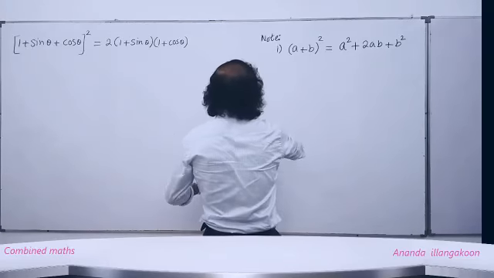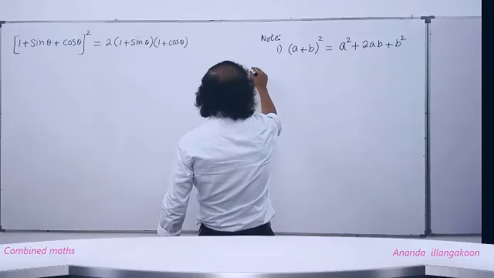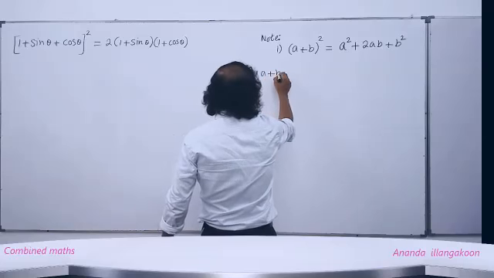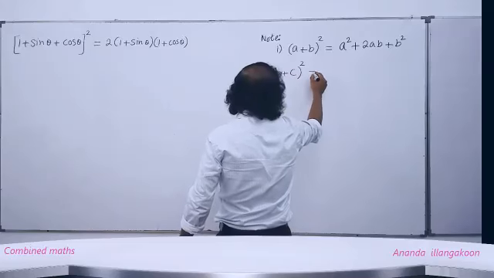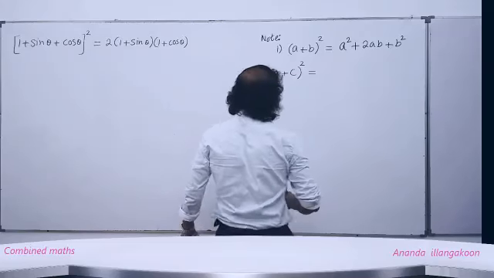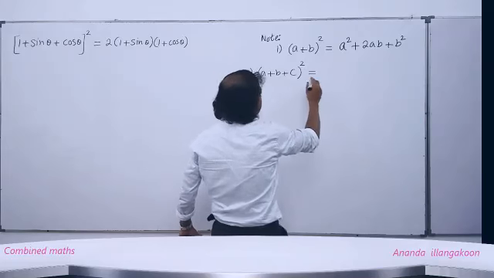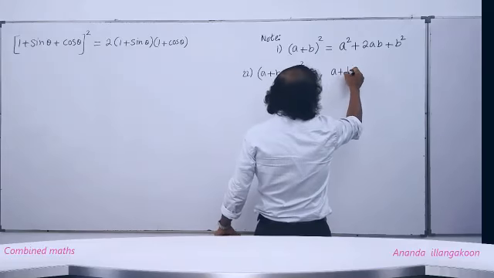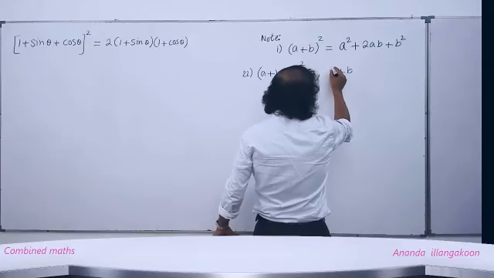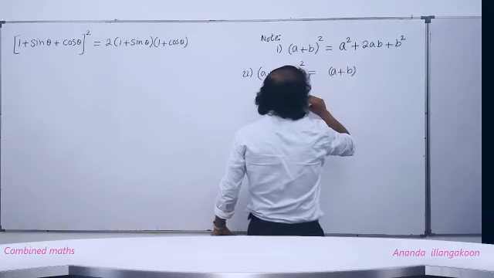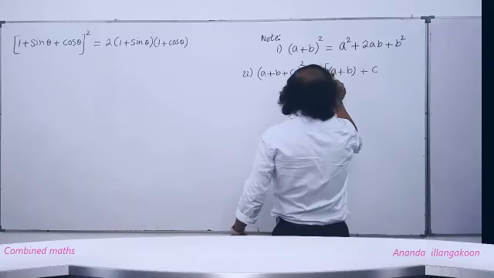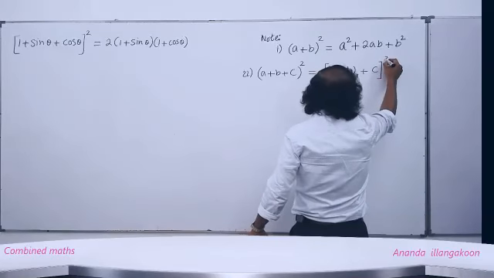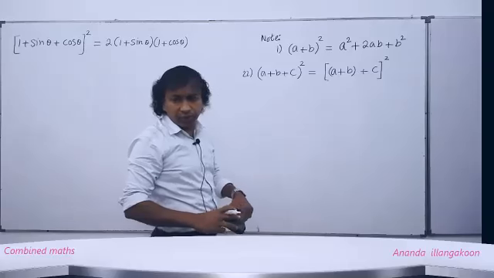Second one. a plus b plus c perfect square is equal to this a plus b. People, I am going to consider this as a term and this c as another term. Is it correct now, people, if I write it?